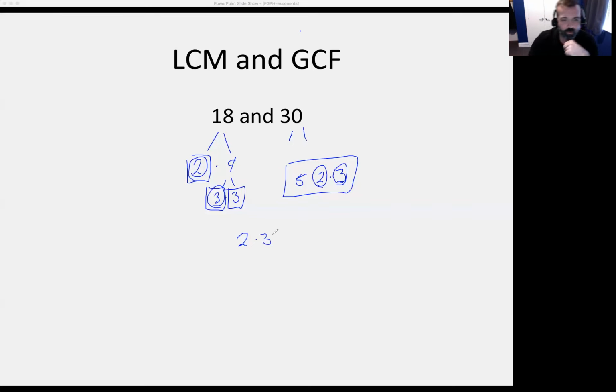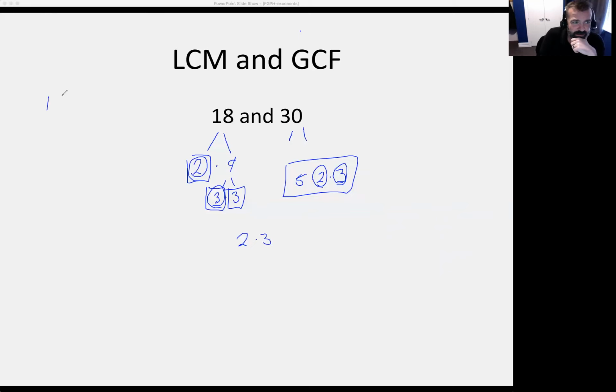So what 2 times 3 is, it's the greatest common factor. It's the biggest one that 18 and 30 have in common. I can take a 6 out of an 18, and I can take a 6 out of a 30. So 3 would be the greatest common prime factor, and the greatest common factor overall would be 6.